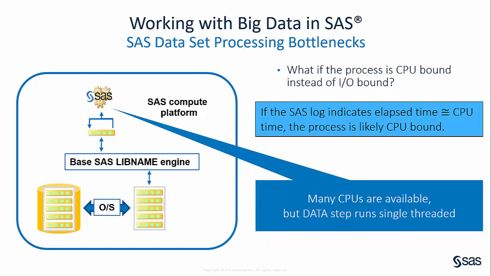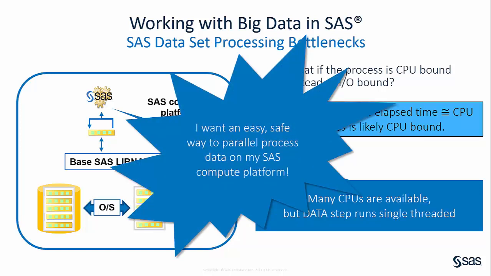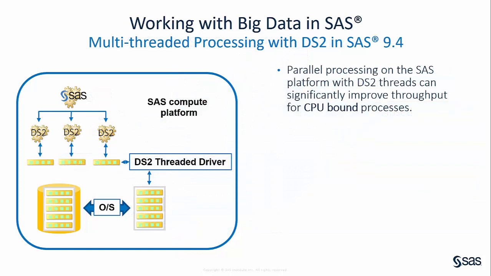In most modern systems, we have many CPUs available, but the SAS data step runs single-threaded. This can be a little frustrating. And we have long yearned for an easy and safe way to parallel process data in SAS. Well, rejoice. With the release of SAS 9.4 came a new language called DS2. DS2 is kind of like a melding of your traditional data step language with a little bit of SQL.